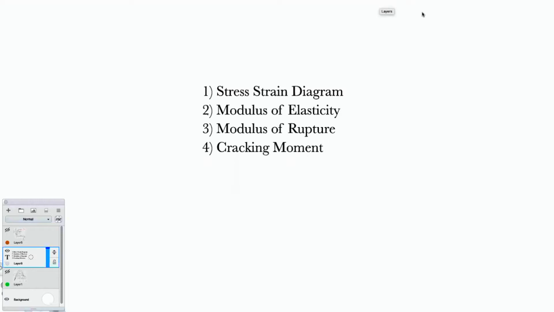Today we're going to cover only four topics: stress strain diagram, modulus of elasticity, modulus of rupture, cracking moment. Watching this video, I assume that you already know mechanics and statics. So mechanics, statics, and strength of material is a prerequisite to the concrete design. So let's start talking about the concrete.